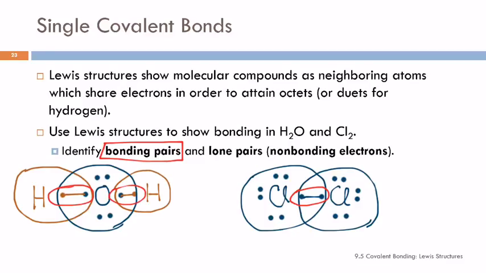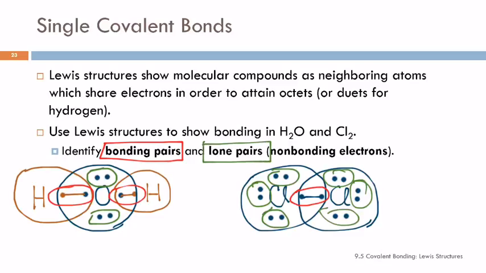Are there some that are not shared? Yeah. This pair of electrons is not shared. It's just sitting on the oxygen, and this pair is not shared. And over here in chlorine, we've got a lot of lone pairs. So those are the lone pairs in the green. Any questions? Yes?